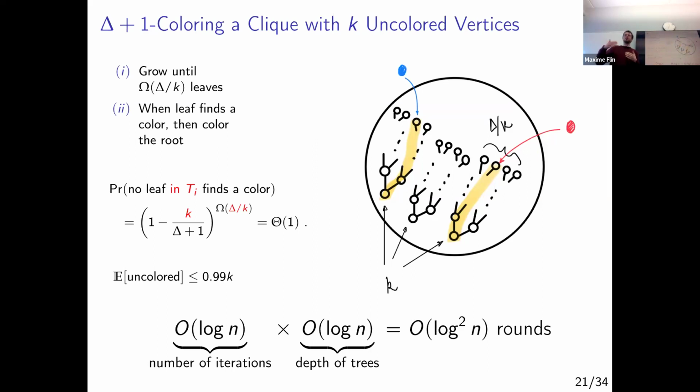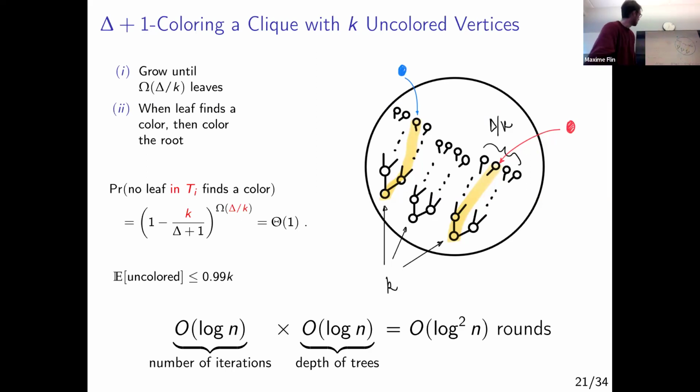Right, and so you just need to repeat this log n times until you get no uncolored vertices with high probability. That's the rough scheme of the algorithm. And you can see why we get a log squared, because drawing the tree is going to require log n, if it's an n-clique. And I need to repeat this log n times to get everybody colored. So it's a log squared and randomized.